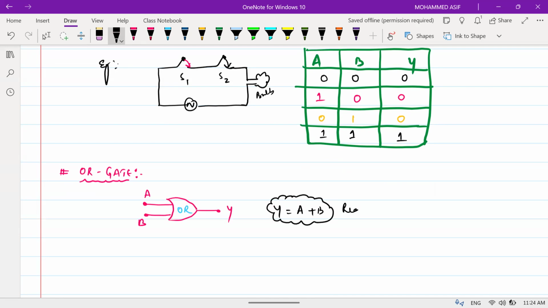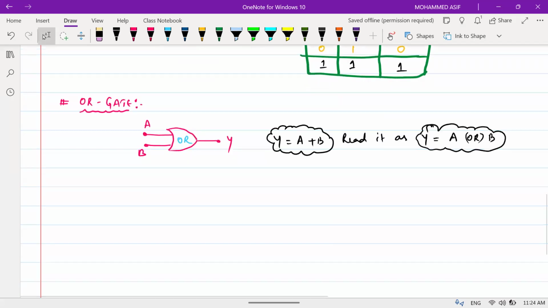So how do we read it? Read it as Y equals A or B. OR is represented here by the plus symbol. Am I clear?